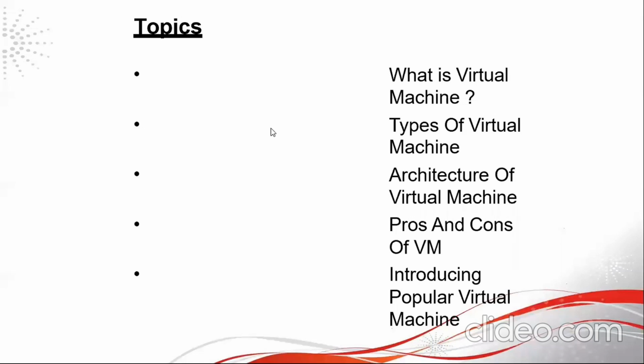Virtual machine. So what is a virtual machine? Types of virtual machine. Then the architecture of virtual machine. So this is one point regarding the virtual machine. Then advantages and disadvantages of virtual machine and some of the examples of virtual machine.